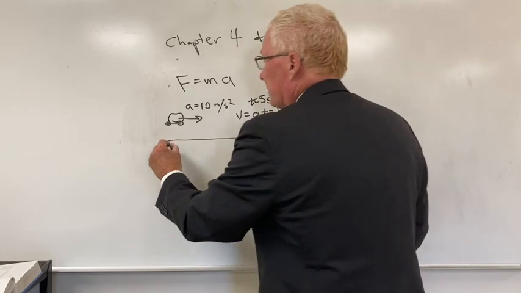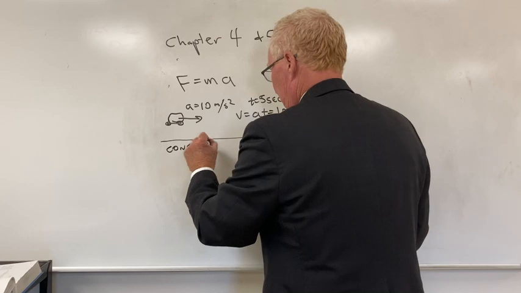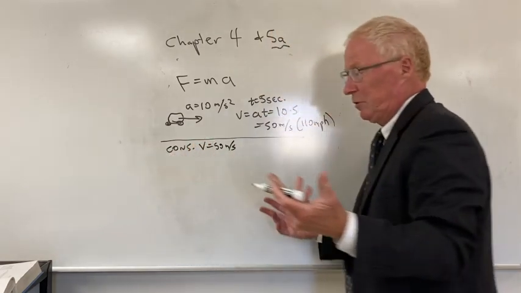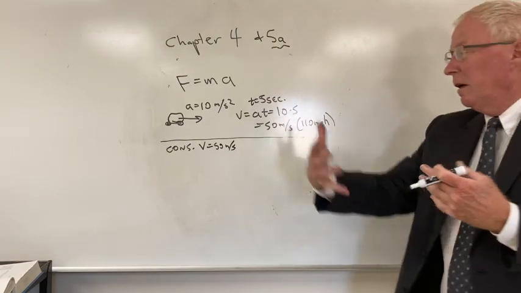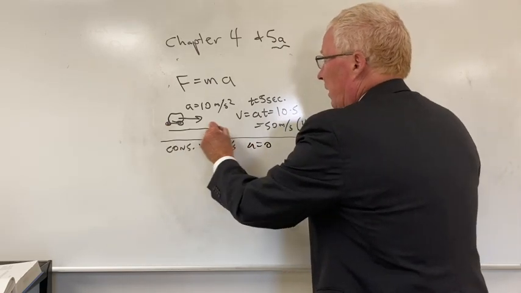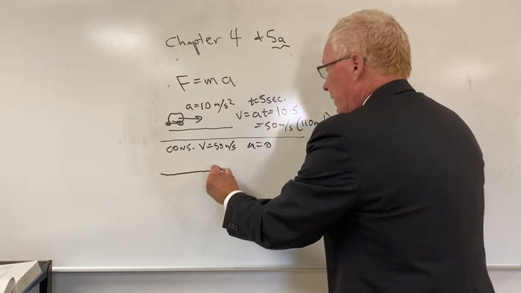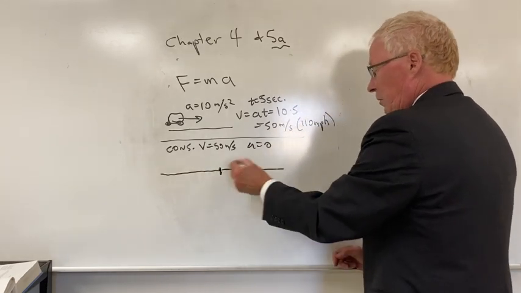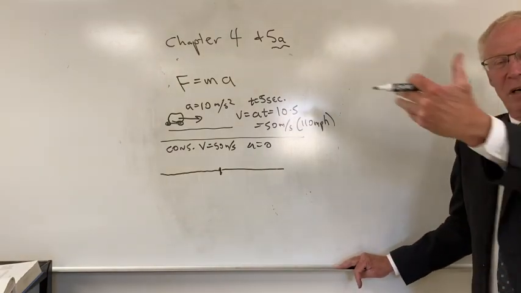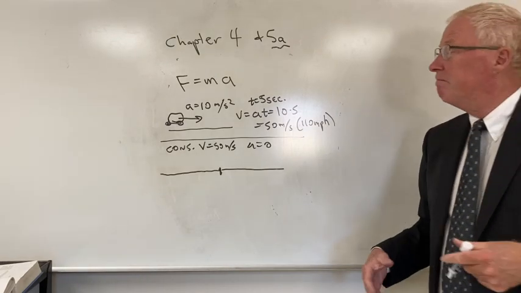If you're going at a constant velocity of, say, 50 meters per second, 110 miles per hour, as long as you go in a straight line, you don't feel anything at all. Acceleration is 0. So you accelerate, and then at this point, acceleration is 0, and you won't feel anything. That's like being in a plane at 500 miles per hour. You have a constant speed. You don't feel anything other than feeling like you're on the ground.